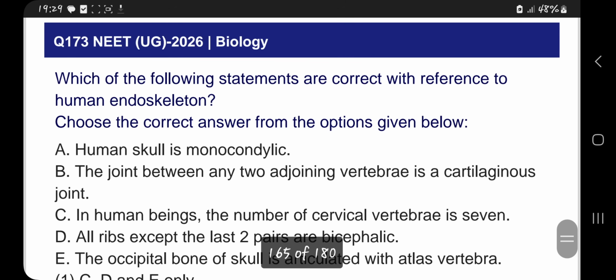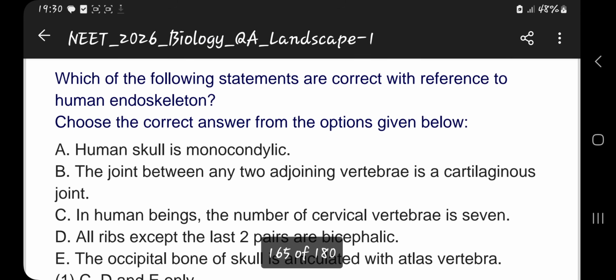Which of the following statements are correct with reference to human endoskeleton? Choose the correct answer from the options given below. Human skull is monocondylic. Wrong, it is dicondylic. The joint between any two adjoining vertebrae is a cartilaginous joint. In human beings, the number of cervical vertebrae is 7.